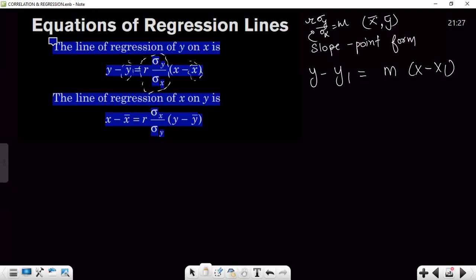The slope for a regression line of x on y will be, we will rearrange and find out that x minus x bar, if I send everything to this side, sigma y over sigma x into r, this will be equal to y minus y bar. So what is the slope here? Slope is this here. So hence, please don't confuse it like this.